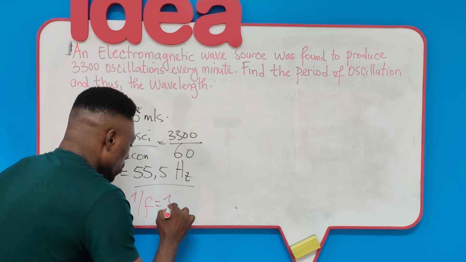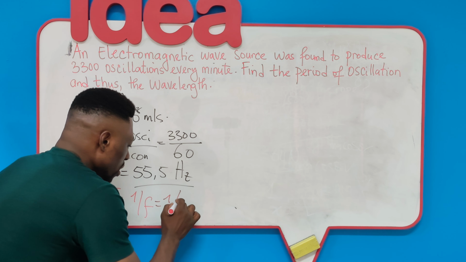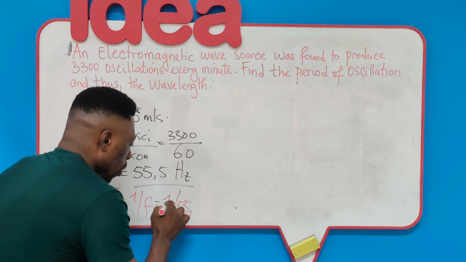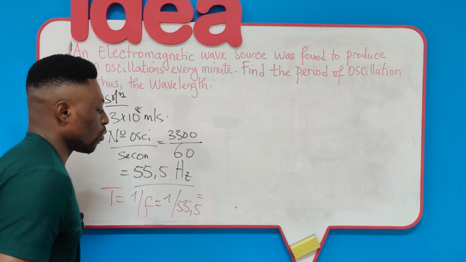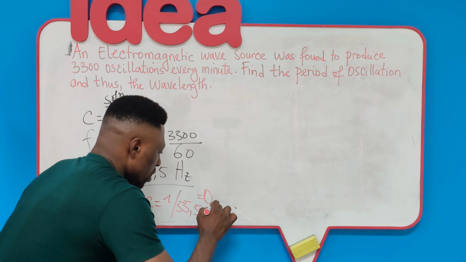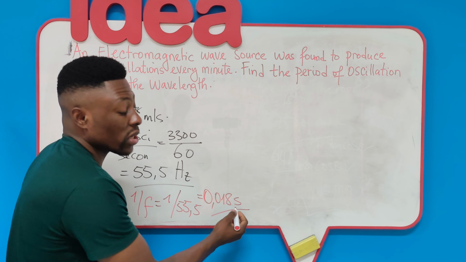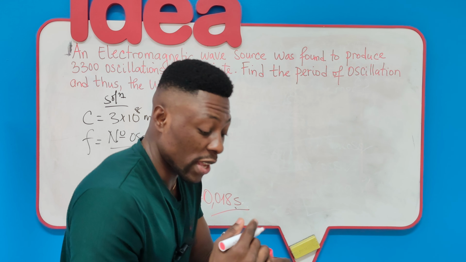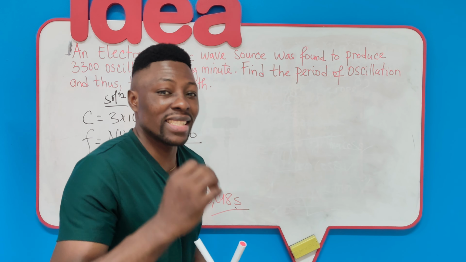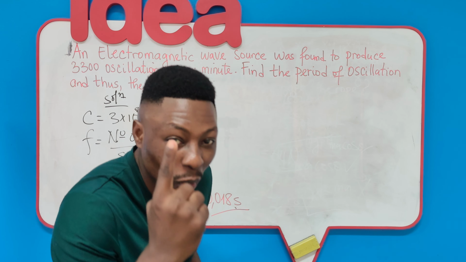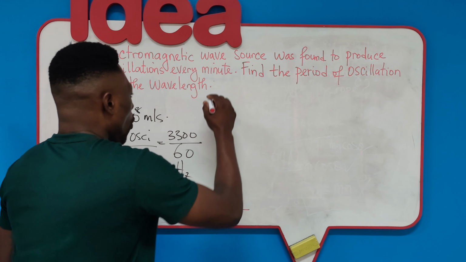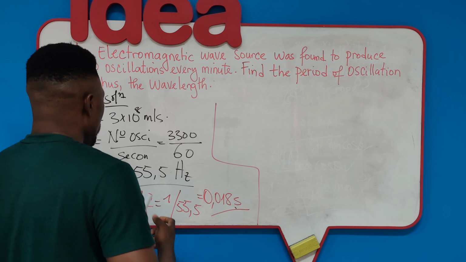If you apply this correctly, the period here will be equal to 1 divided by 55.5. And once more, if you correctly punch this, we will have 0.018 seconds, because period is a time. By definition, period is the time taken for one complete oscillation, dear friends. We are almost done, but we aren't done yet.